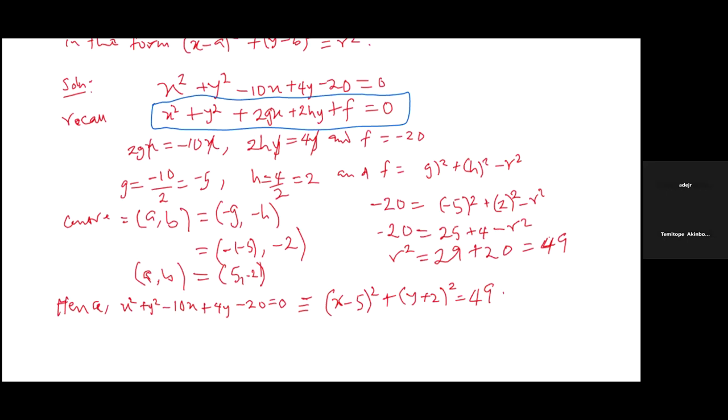Yes, sir. What's that bit under the center, minus g, minus h, is that minus one minus what? No, it's minus into minus 5. It's a bracket. Oh, okay.